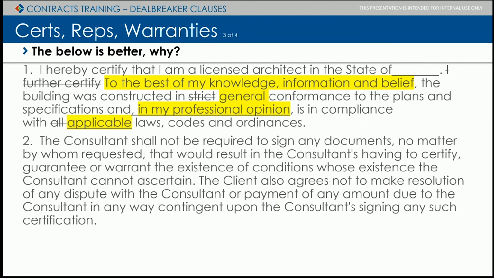This is better, and this is an example of language that I see that you may see quite a bit, that you're asked to certify certain things. You can certify that you're licensed in a state. That's a fact that is provable and true. And so I have no problem with certifying something like that, mundane, that we know is true. But instead of certifying anything, you want to put in "to the best of my knowledge, information, and belief, in general conformance with the plans," because we don't know everything is in strict conformance with the plans, and probably it isn't. And tie everything to your professional opinion, and you're covered for that.